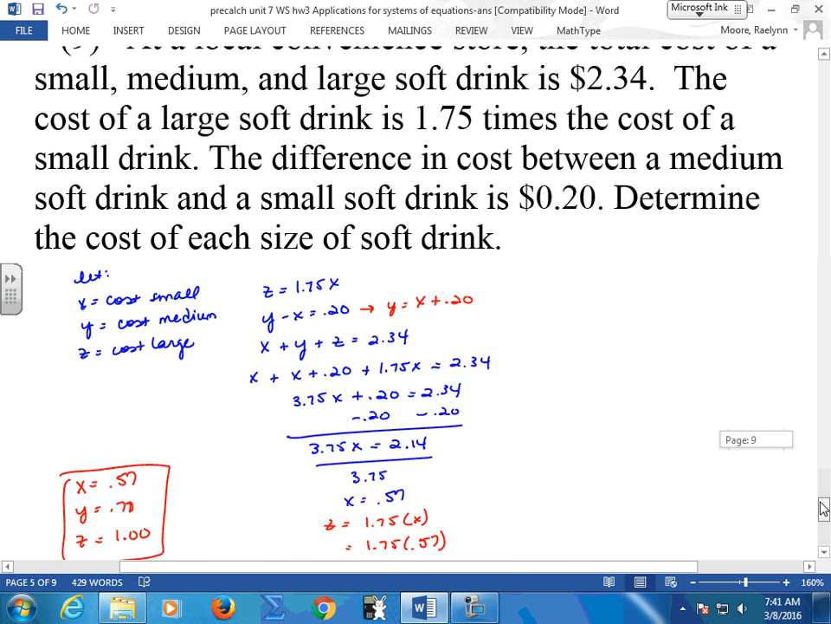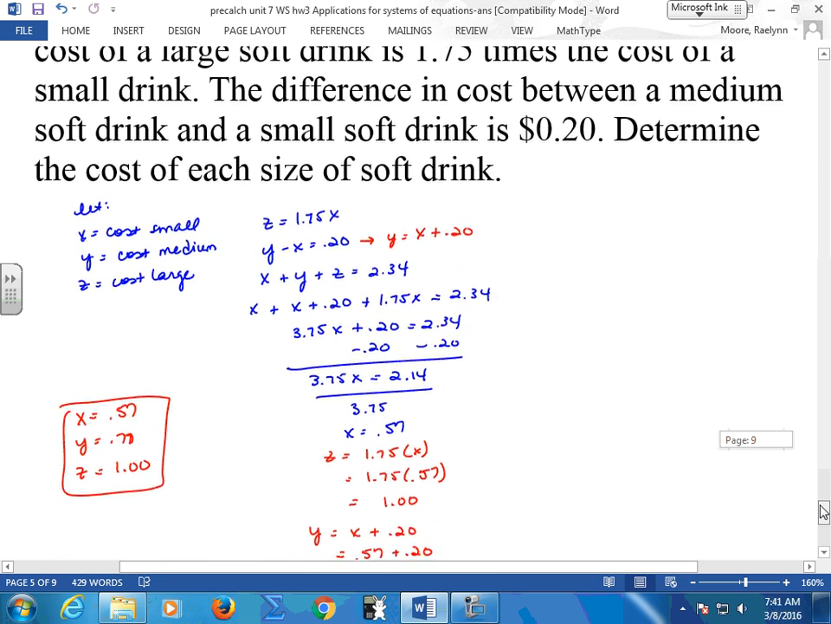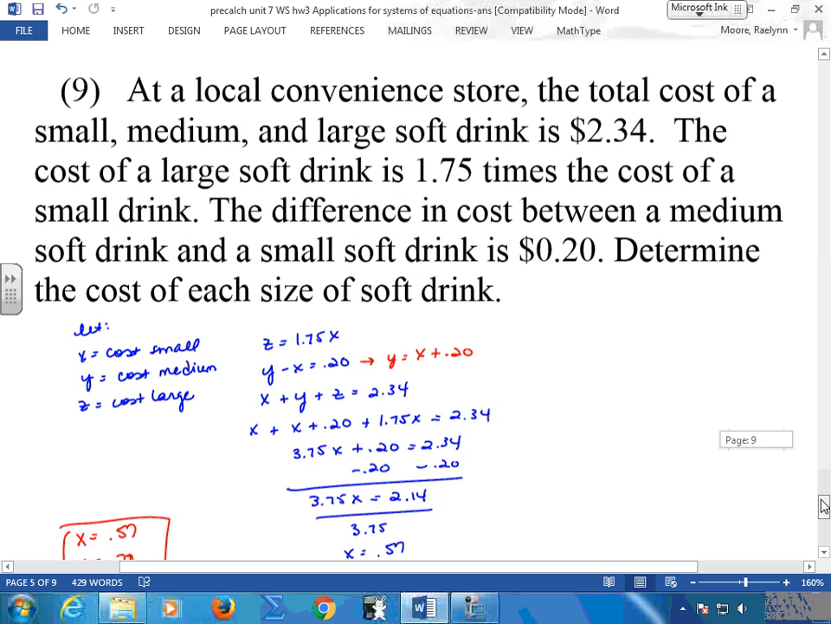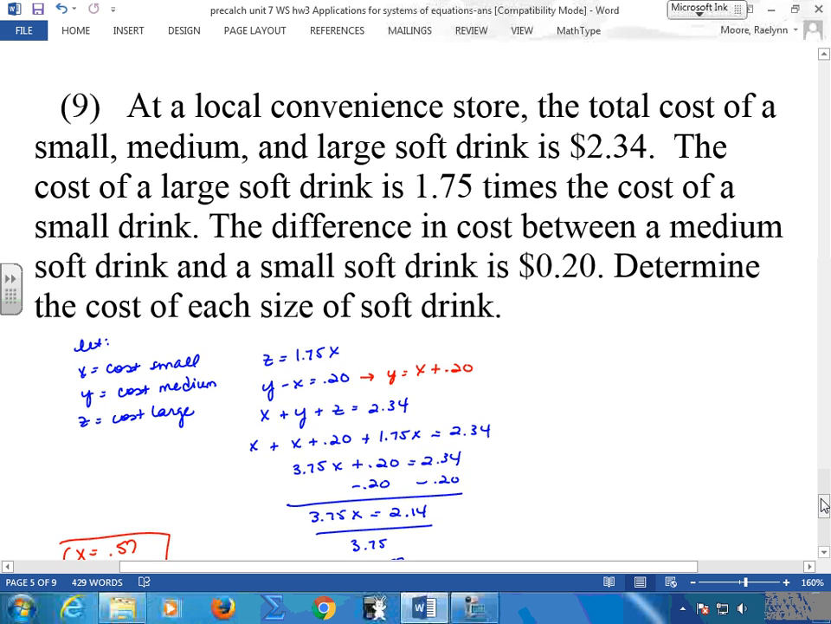And last, this is another one kind of like number 2. The only difference is we put 3 variables in here. The cost of a small, medium, and large soft drink. So right away you have 3 variables, x, y, and z. So pull out the cost of your large. This is your z. Is 1.75 times the cost of a small drink, x. There's an equation right there. Just pull them right out.